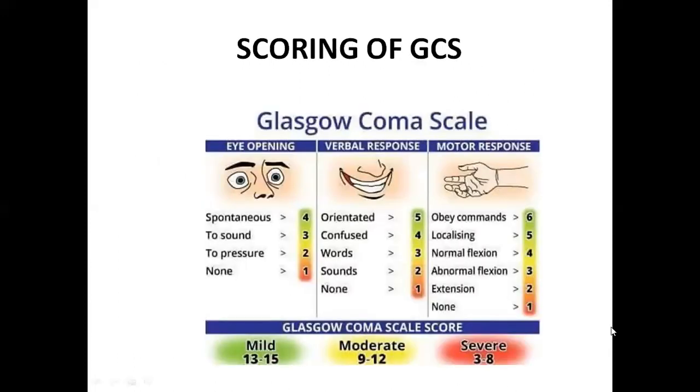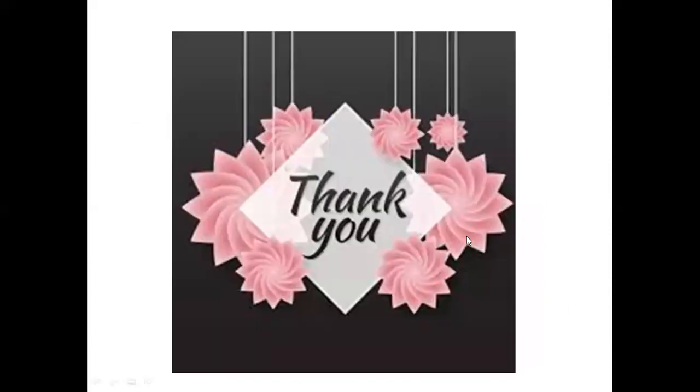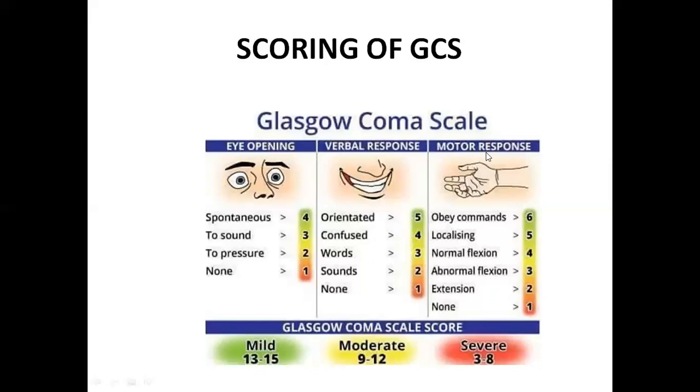The next is the scoring of GCS. The Glasgow Coma Scale has eye opening, verbal response, and motor response. For eye opening, the maximum score is 4. Verbal response, the maximum score is 5. And motor response, the maximum score is 6. If we calculate all the maximum scores, it is 4 plus 5 plus 6, so the maximum is 15. If the patient falls within the range of scores 13 to 15, we take it as mild. If the score falls within the range of 9 to 12, we take it as moderate brain injury. If the score falls within the range of 3 to 8, it is considered a severe brain injury. So that's it with GCS.